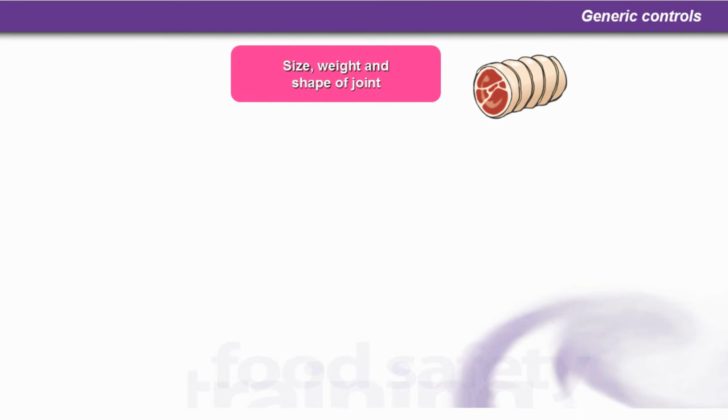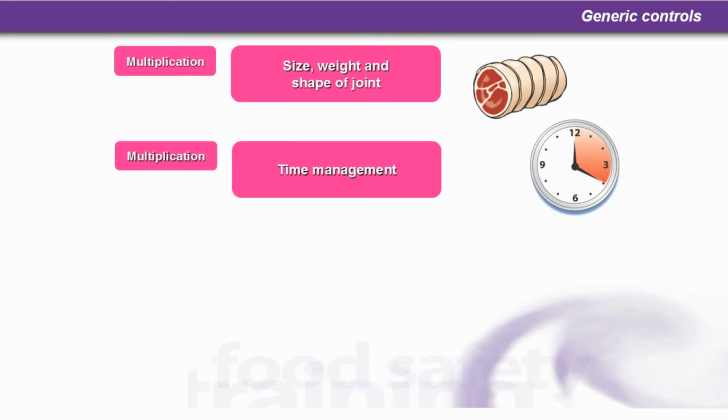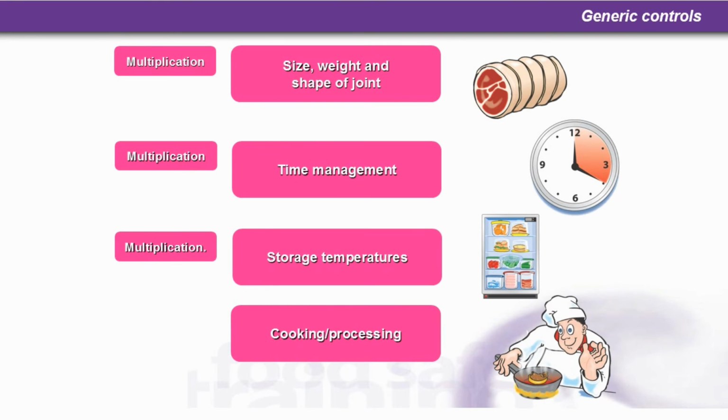Looking at the size, weight and shape of a joint, so not too big, keep it of a uniform size, will prevent multiplication. Time management, how long is the food at ambient temperature, for example, will prevent multiplication. Storage temperatures of fridges and freezers, again will prevent multiplication as long as they are running at the right temperatures. And cooking and processing as quickly as possible to prevent survival. Cooking and processing obviously to the right temperature.